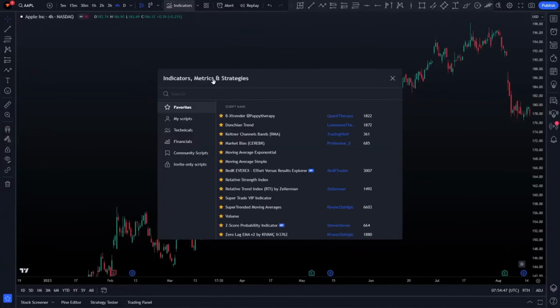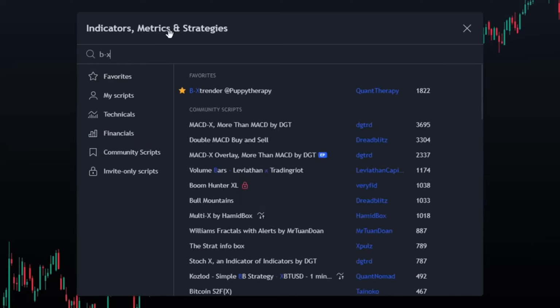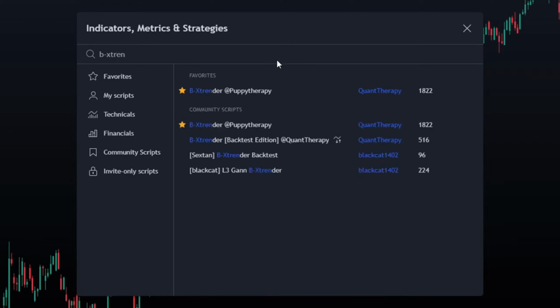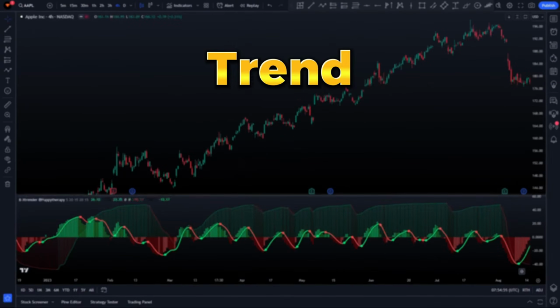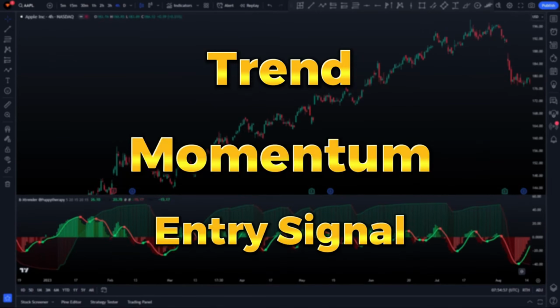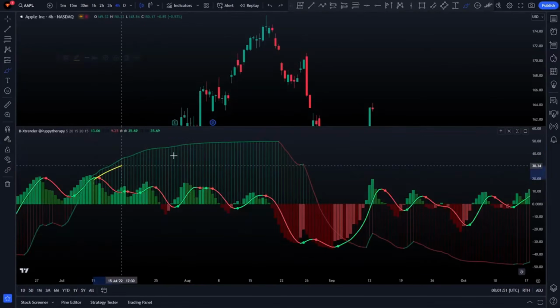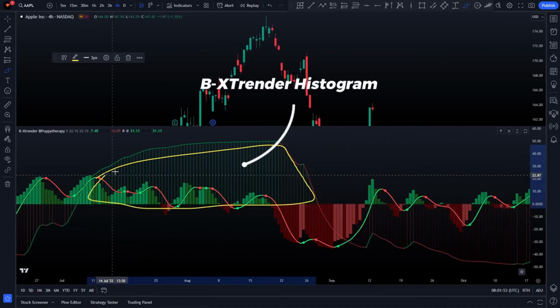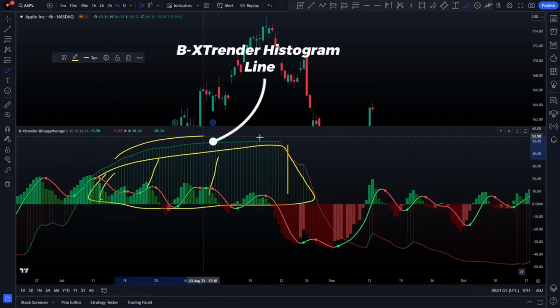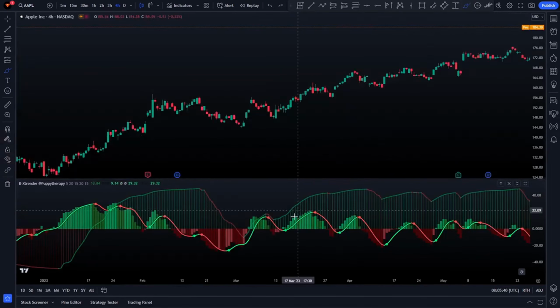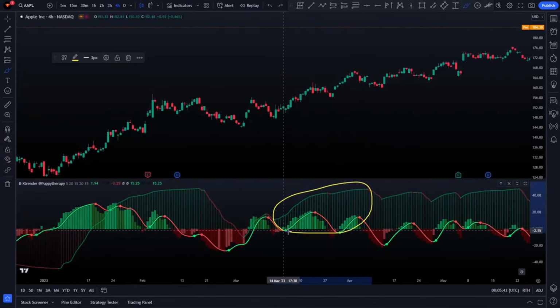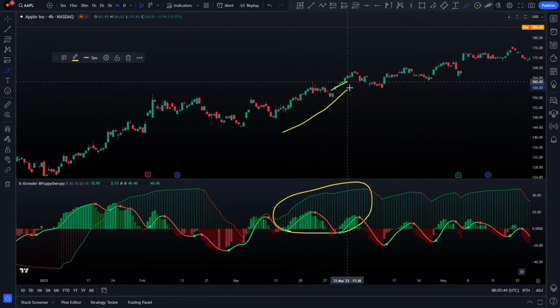Open the indicator tab and type BX Trender made by Quant Therapy. We can use this indicator to identify trends, momentum, and entry signal. The dark histogram and line is BX Trender histogram and BX Trender histogram line, which indicates the current trend. When it is above the zero horizontal line and with green color, it means a bullish trend.